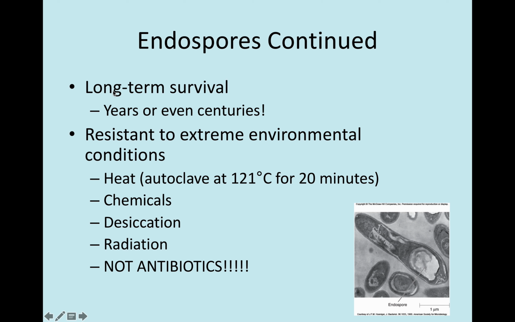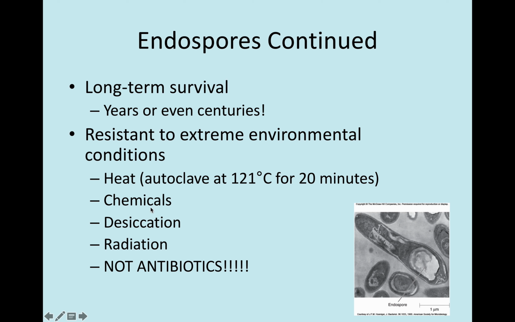The endospores can survive for long periods of time, years or even centuries. So there's evidence of endospores being germinated from millions of years ago. And they're resistant to extreme environmental conditions such as heat. So we actually have to use what's called an autoclave to destroy them. An autoclave will heat the samples up to 121 degrees Celsius with 15 pounds per square inch of pressure, for about 20 minutes, which will deactivate the endospore.